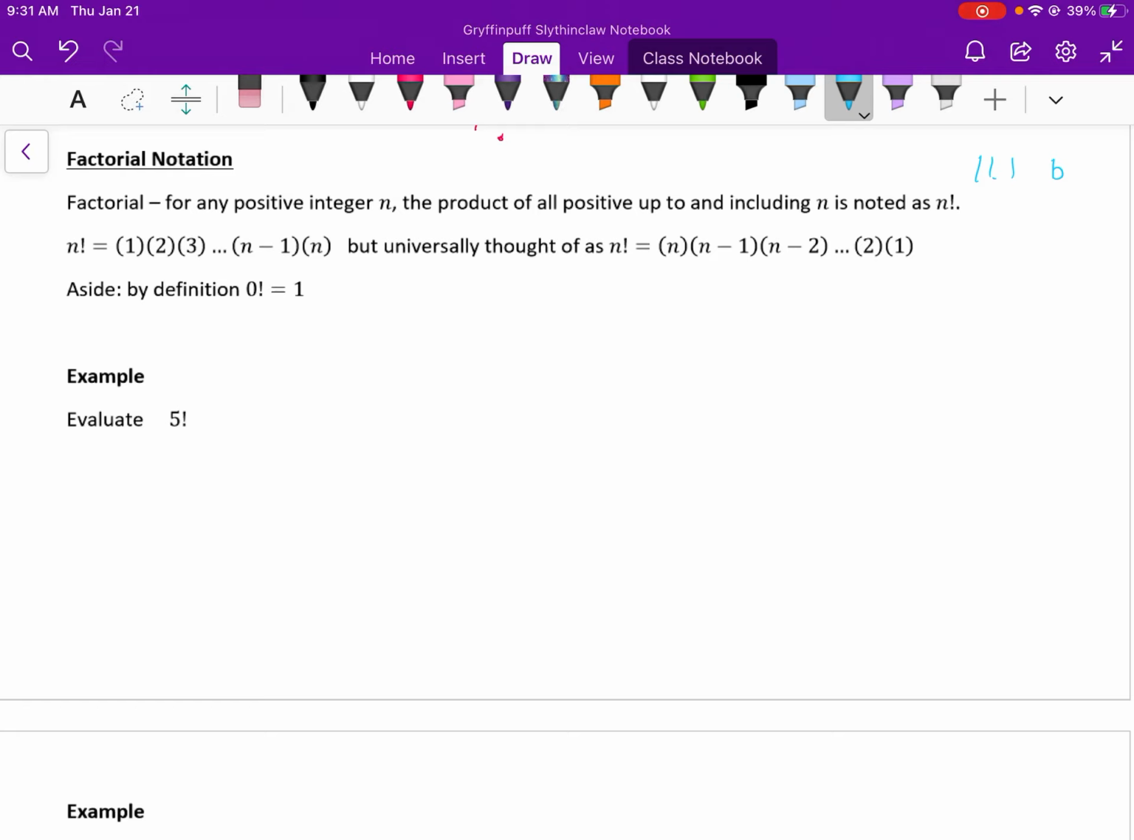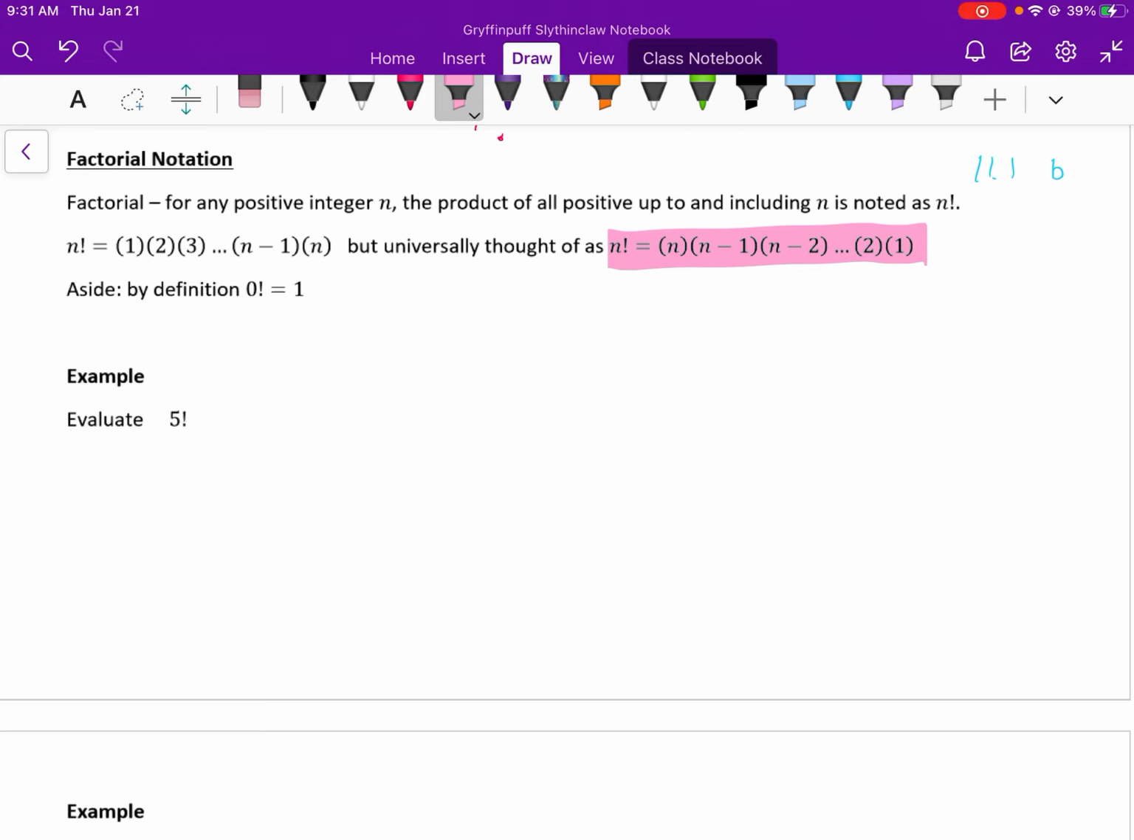I've talked about factorial notation in the previous video. For any integer n, the product of all positive integers up to and including n is noted as n factorial. So if we multiply all integers 1 up to n, so 1 times 2 times 3 times ... times n minus 1 times n, this is n factorial.